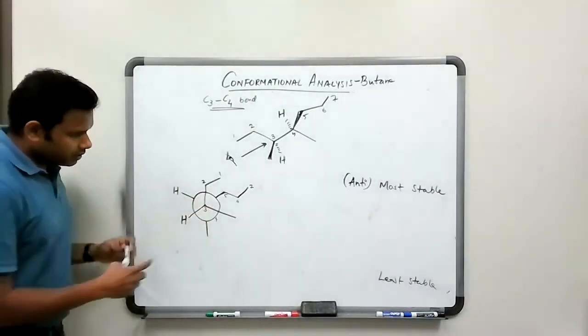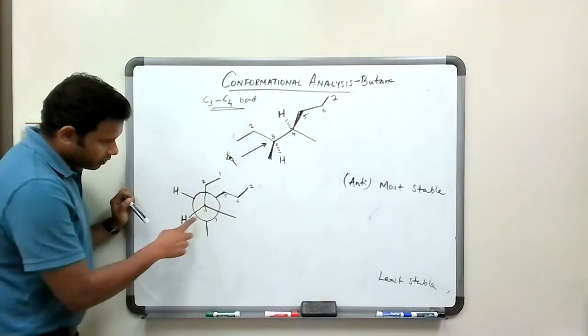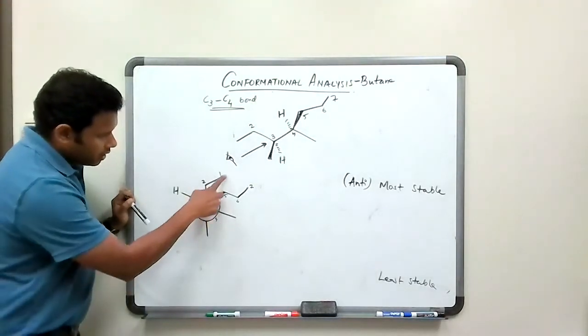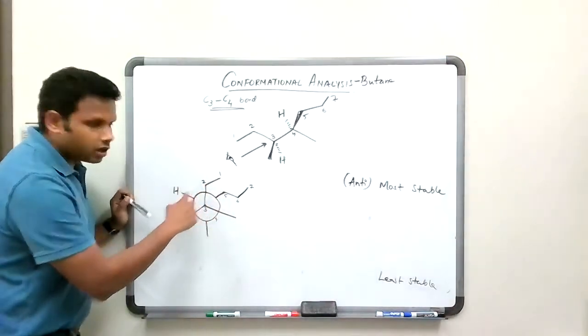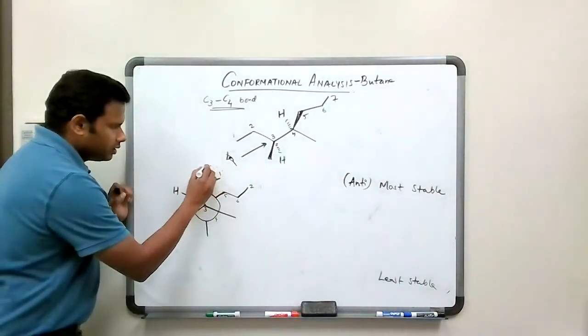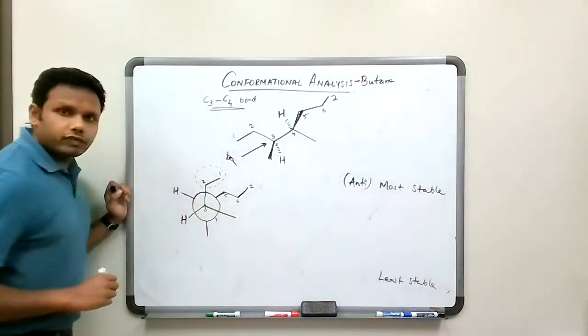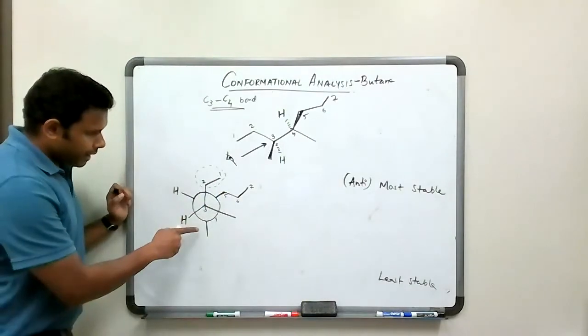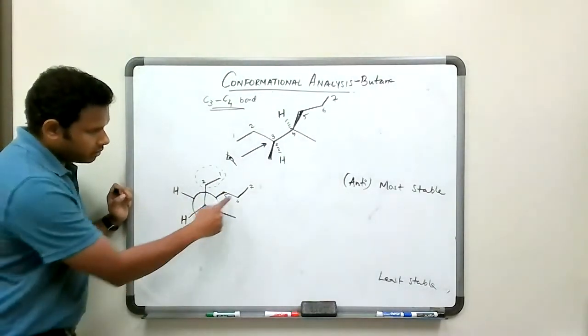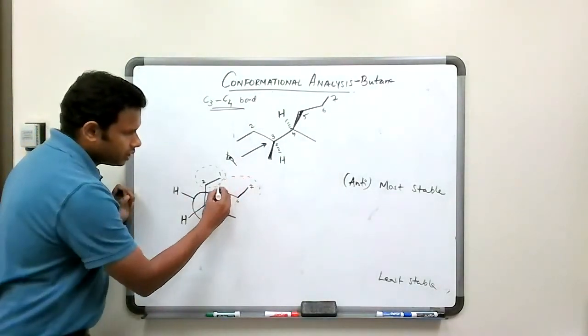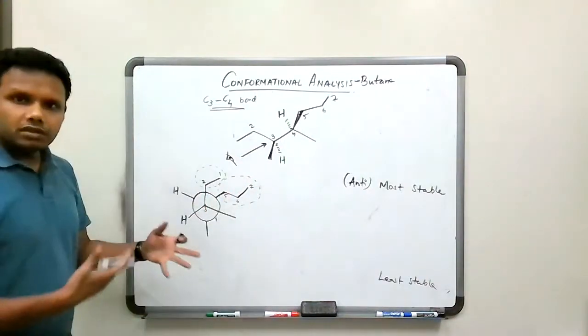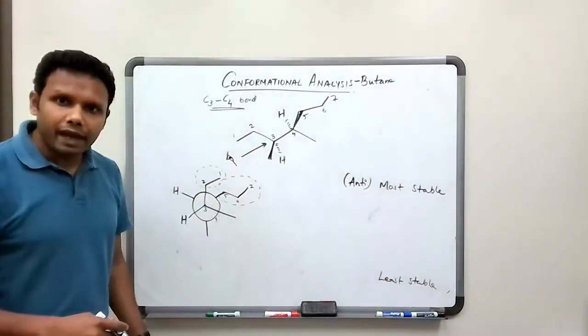So let's identify the biggest group. On the front carbon, I have a hydrogen, there's a methyl, and there is an ethyl group, a 2-carbon chain. So that is the biggest group on the front carbon. On the back carbon, I have a hydrogen, I have a methyl, and then this 3-carbon chain. So that must be the biggest group on the back carbon.